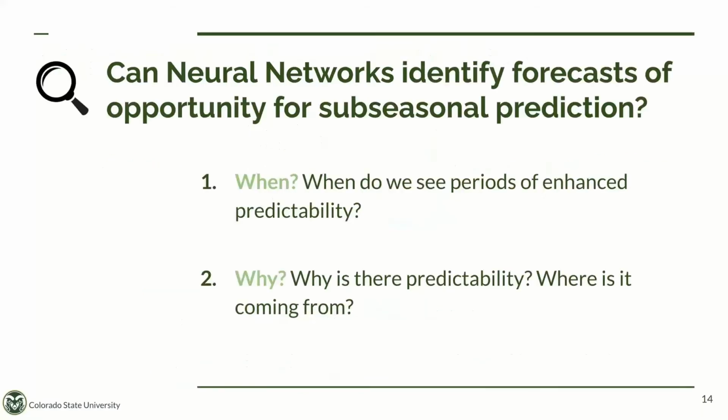So the question that I'm trying to answer today is, can neural networks identify forecasts of opportunity for subseasonal prediction? So I see this as a two-part question. The first question is, when: can neural networks identify when we see periods of enhanced predictability? And then the second question is more of a science question, which is why? Why is there predictability in the first place? And how can we apply this in the future?